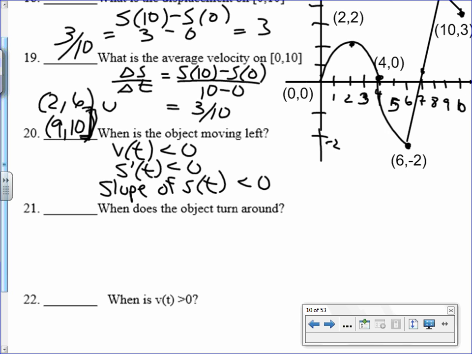All right, when does the object turn around? So first write down the base, what you know is true. An object turns around when velocity changes sign.